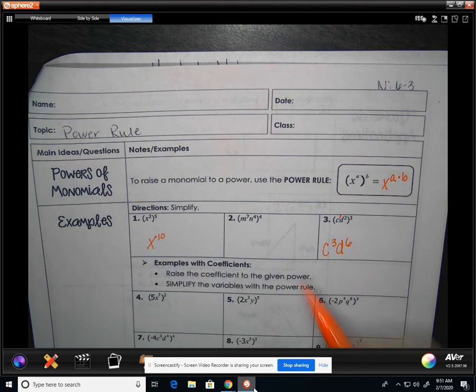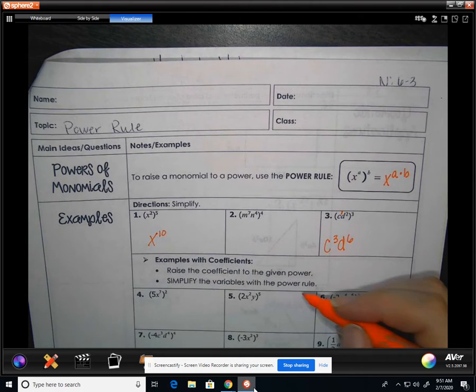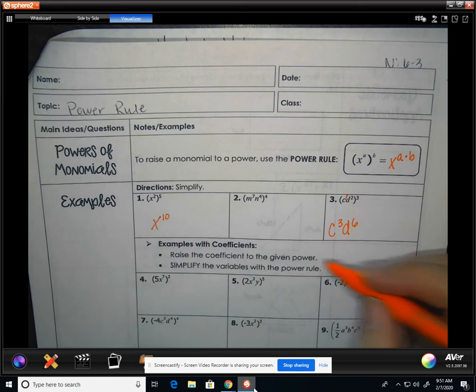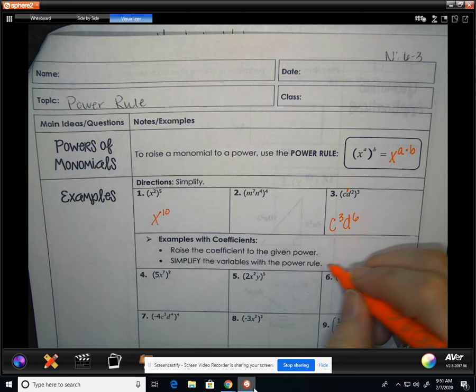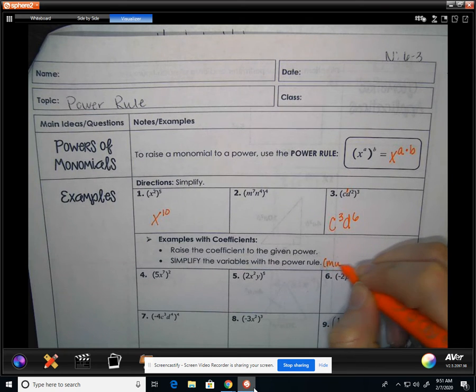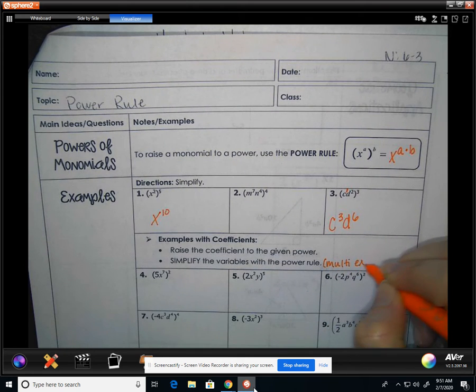Okay, now moving on to when you do have coefficients, you have to raise the coefficient to the power. So whatever number to the power. And then you simplify the variables with the power rule, which means you multiply exponents.